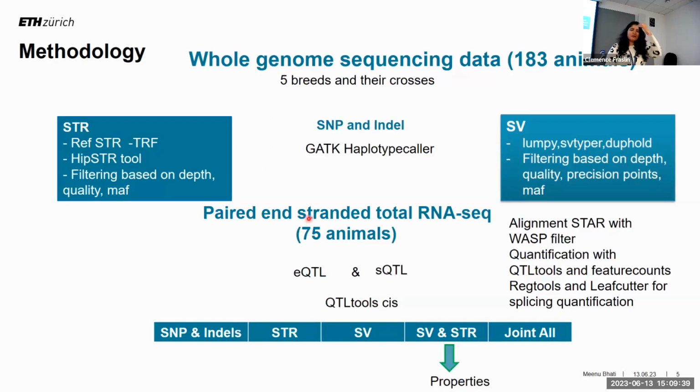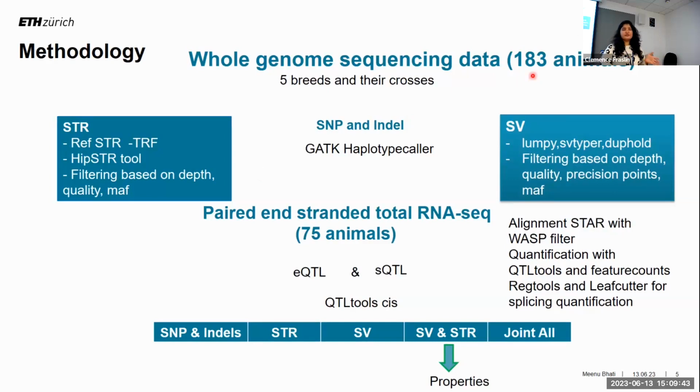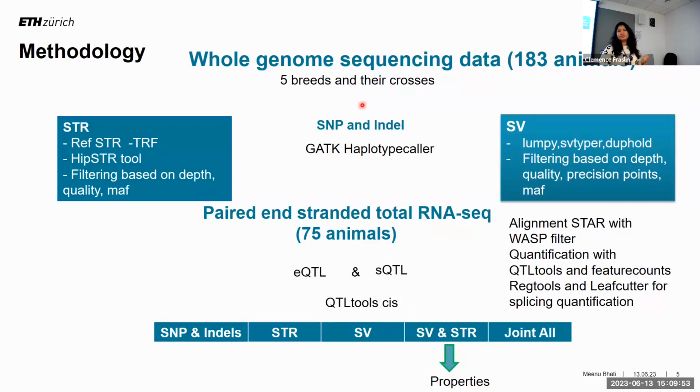And here, out of those 183 animals, the sequencing coverage varies a lot from 5x to 30x. But the 5x animals are the publicly downloaded whole genome sequence from Holstein and Fleckvieh. But we keep that just to see how it looks.